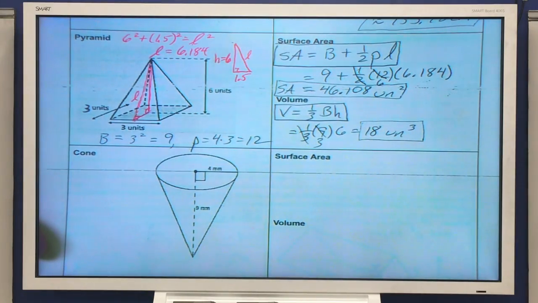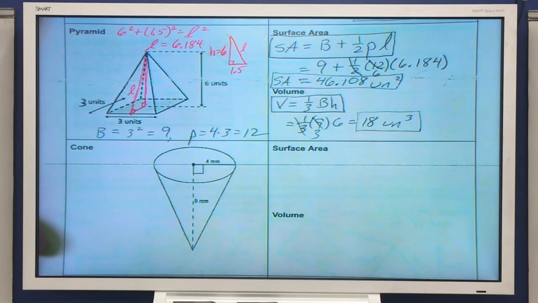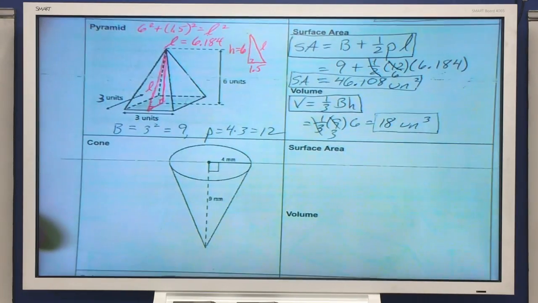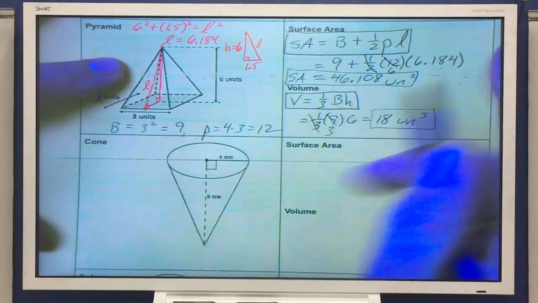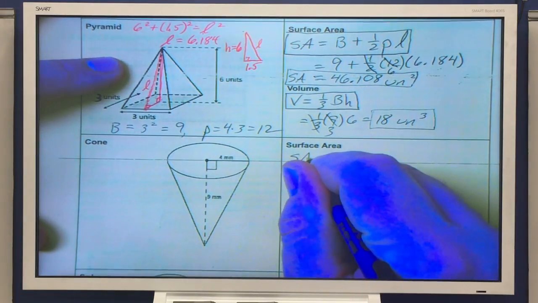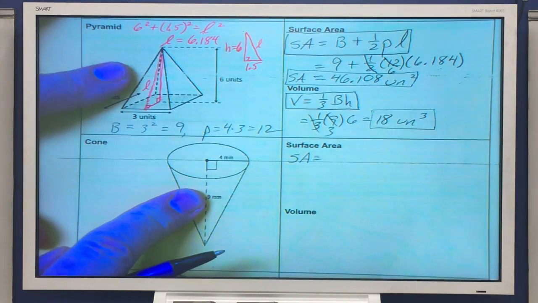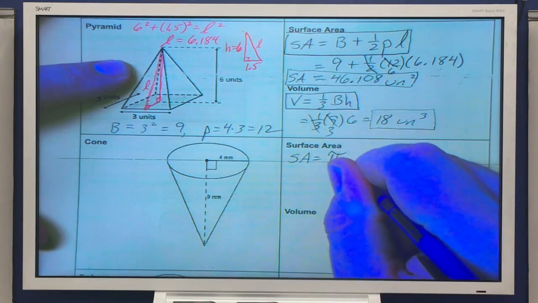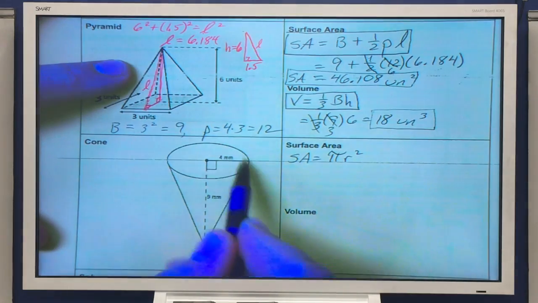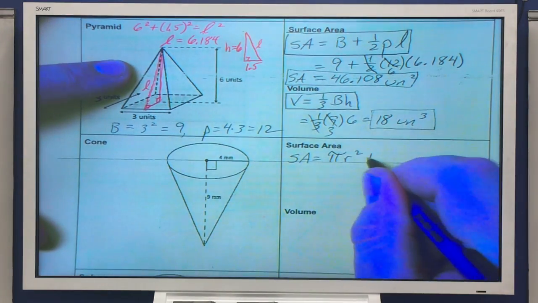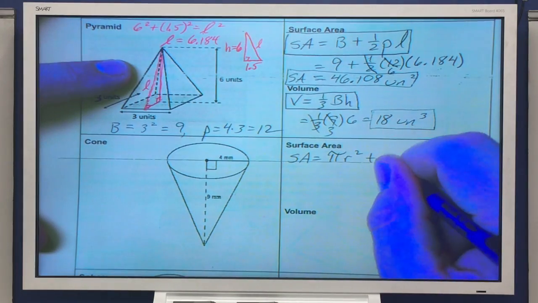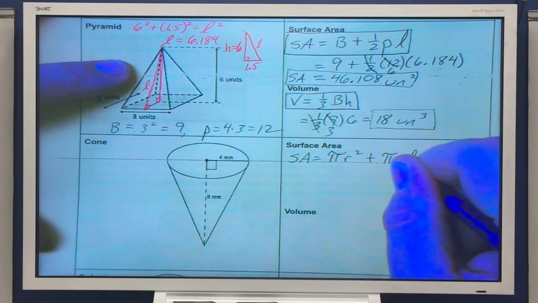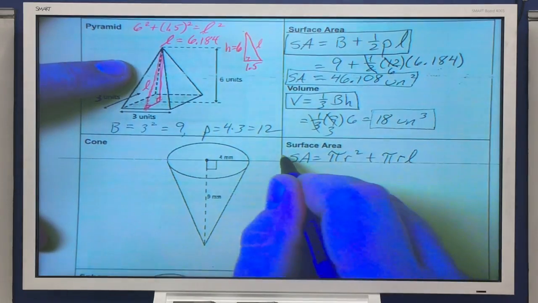Okay. Cone. Well, with a cone, its surface area is going to kind of be similar to that for a pyramid. It's going to have that slant height thing. Both cones and pyramids have slant heights. And the surface area of a cone is the base. So it's this circle, pi r squared, plus pi r L for slant height. That's your surface area formula for a cone.